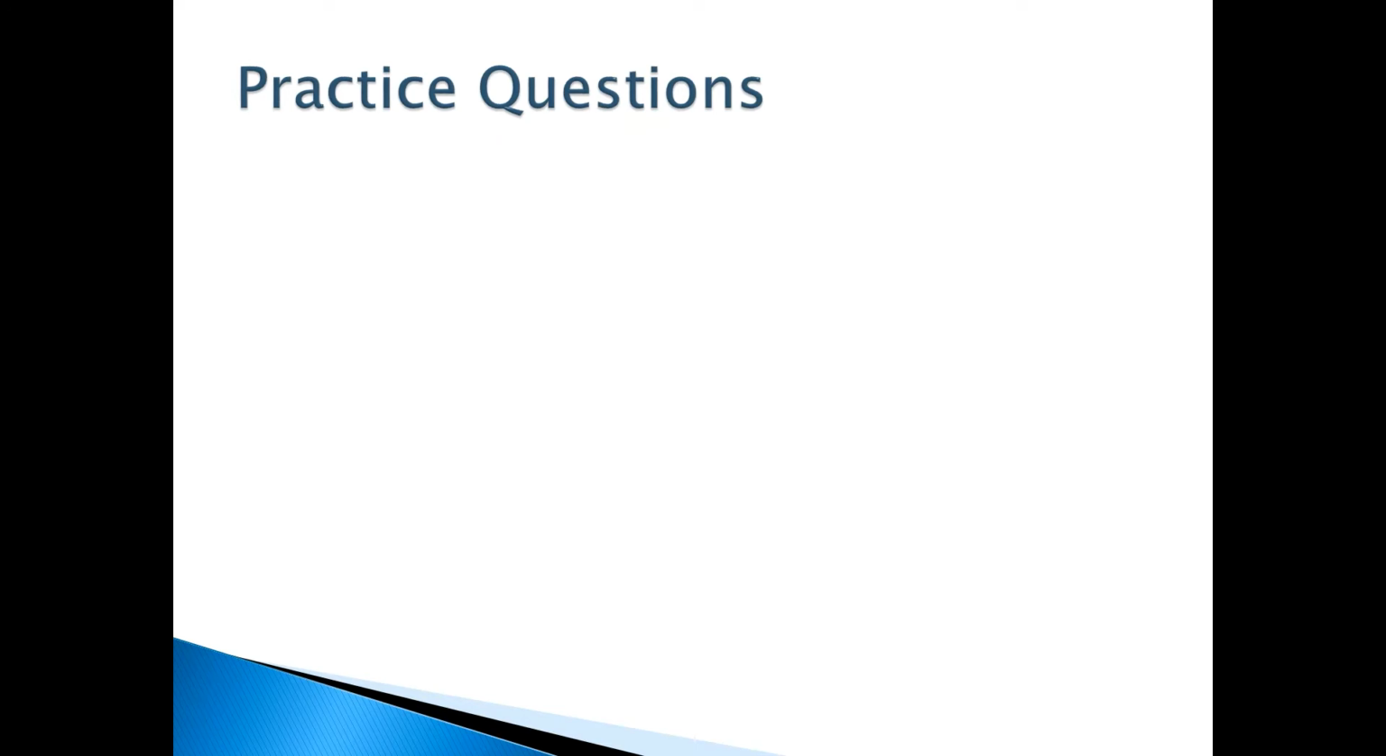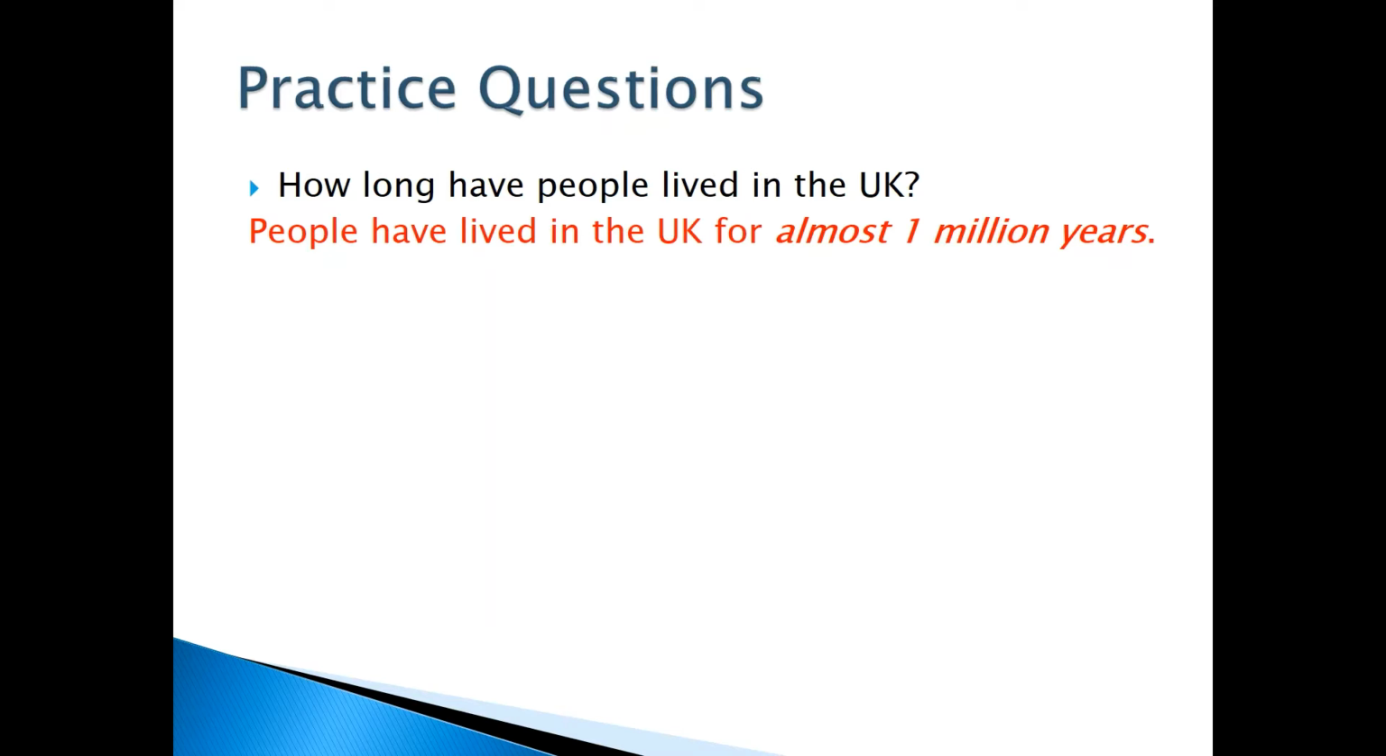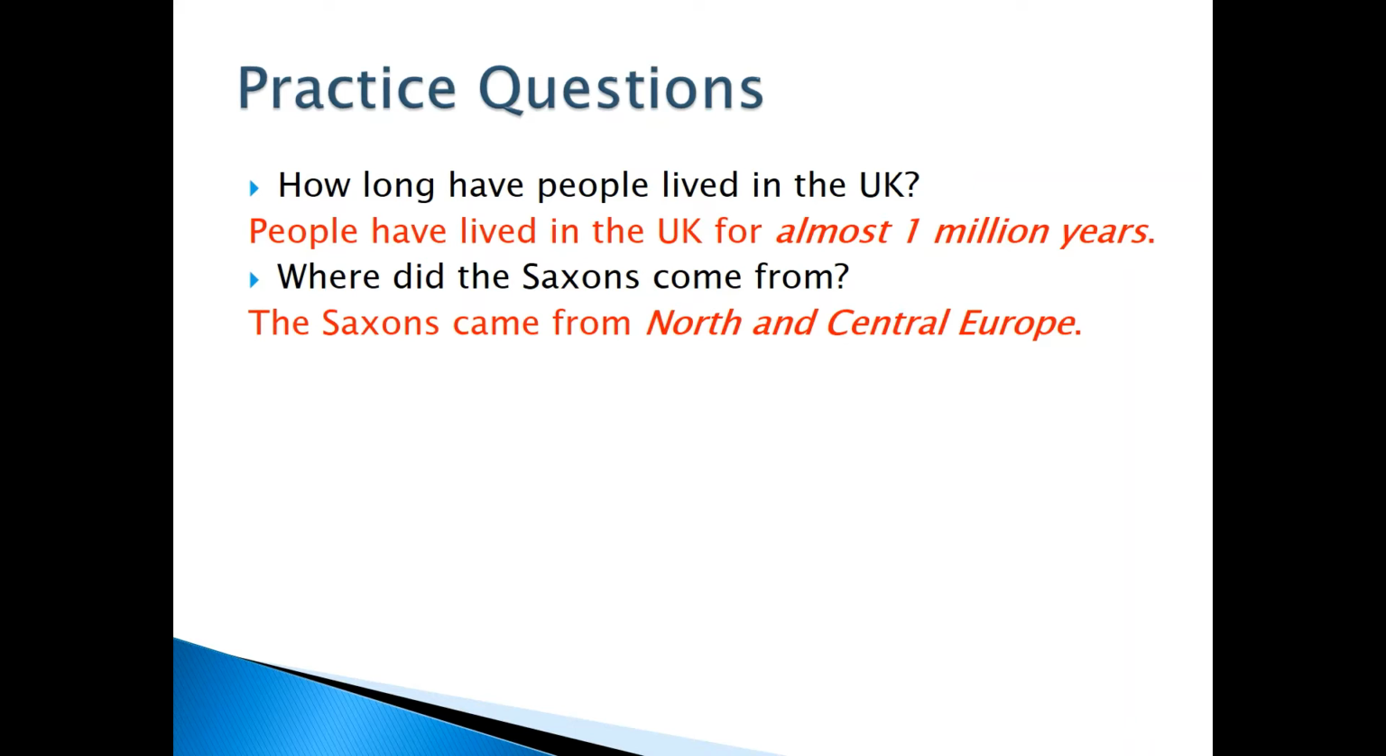Practice questions. How long have people lived in the UK? People have lived in the UK for almost 1 million years. Where did the Saxons come from? The Saxons came from North and Central Europe.